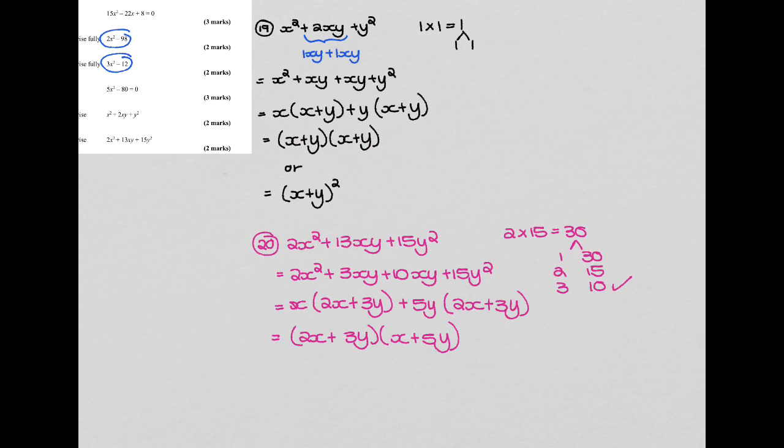For question 20, you might have used 2 and 15, but 2 and 15 would have only worked if this were a minus. In other words, if I was subtracting to get 13. But in this case, I'm adding to get 13, so I have to use the 3 and the 10. And then you take out your factors, and I'm left with 2x plus 3y and x plus 5y.